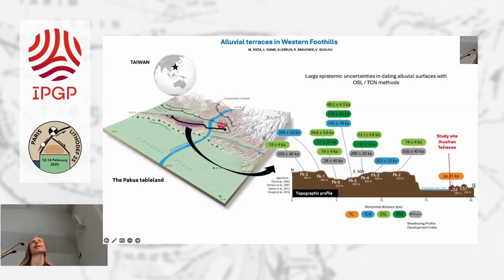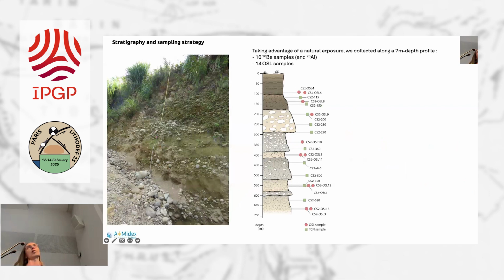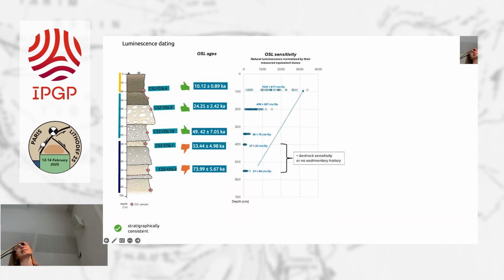But we decided to work on this small level here, on the other side of the different terraces, where we already have radiocarbon ages of 31 ka. So what we have done here, we have done a profile, and I collected many samples for cosmogenic dating and many samples for the OSL dating. And this is the result that I have.